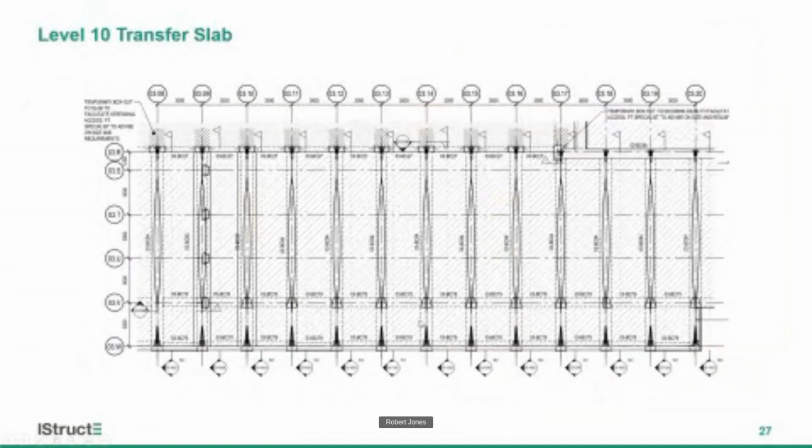I mentioned the transfer slab up at level 10. So we have a set of columns that step in by 3 meters above level 10, and there's 4 more stories above that. These are 13.5 meter spanning transfer beams that we had to work through with the architect. We ended up settling on 1 beam per column to minimize the depth of the whole floor plate.